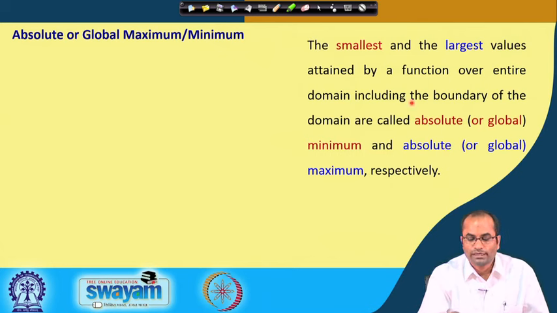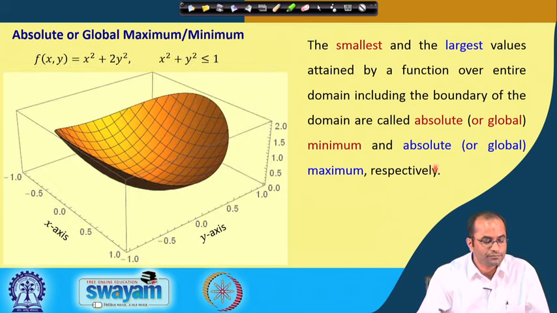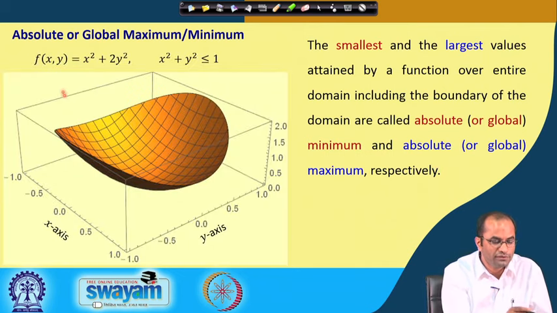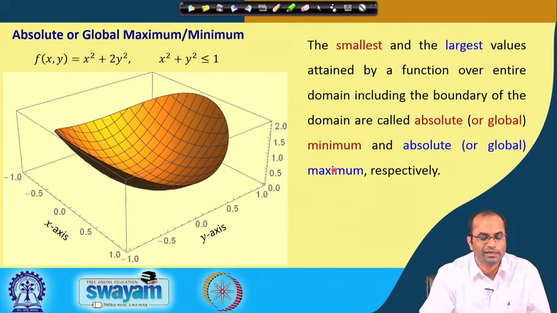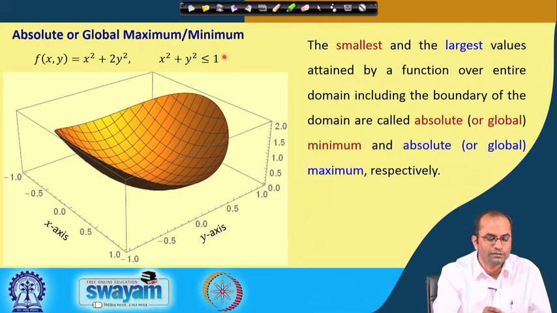And we have to include naturally the boundary of the domain to find such an absolute maximum or absolute minimum. So for example, if we consider this function f(x, y) equals x squared plus 2y squared, and we have this bounded domain here, x squared plus y squared less than or equal to 1, so this disk of radius 1 and including this 1, so we have the boundaries there.